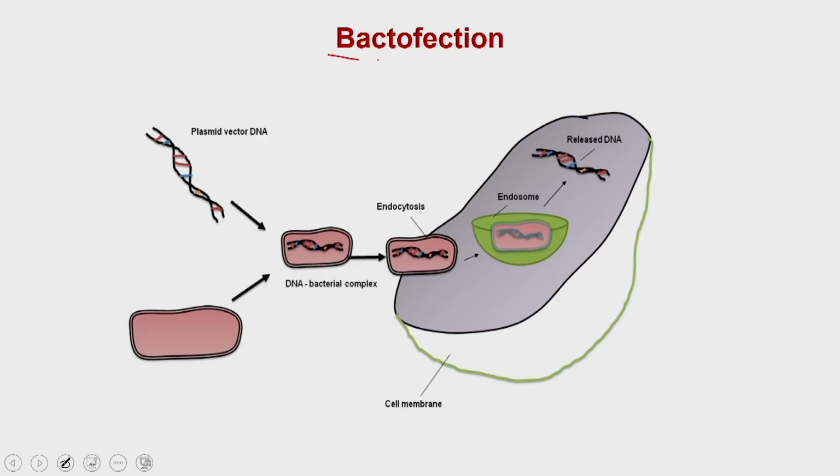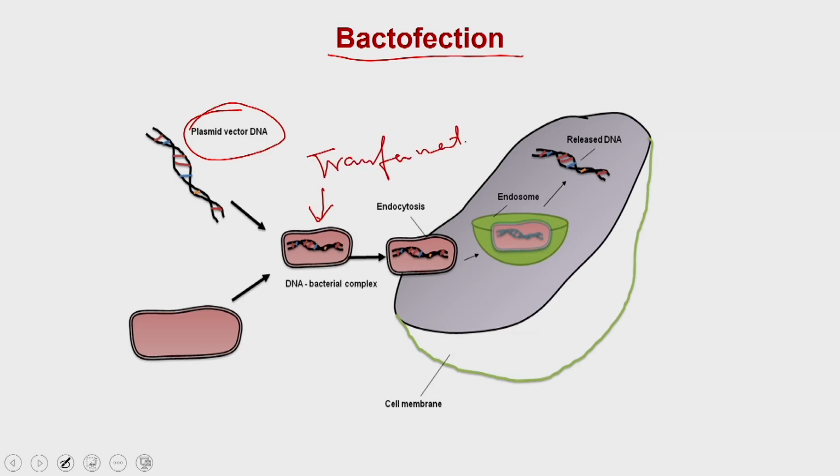So in a typical bacteriotransfection, what you have to do is take the plasmid DNA or the vector DNA, and in the first step insert that into the bacteria, which is actually the transformation.